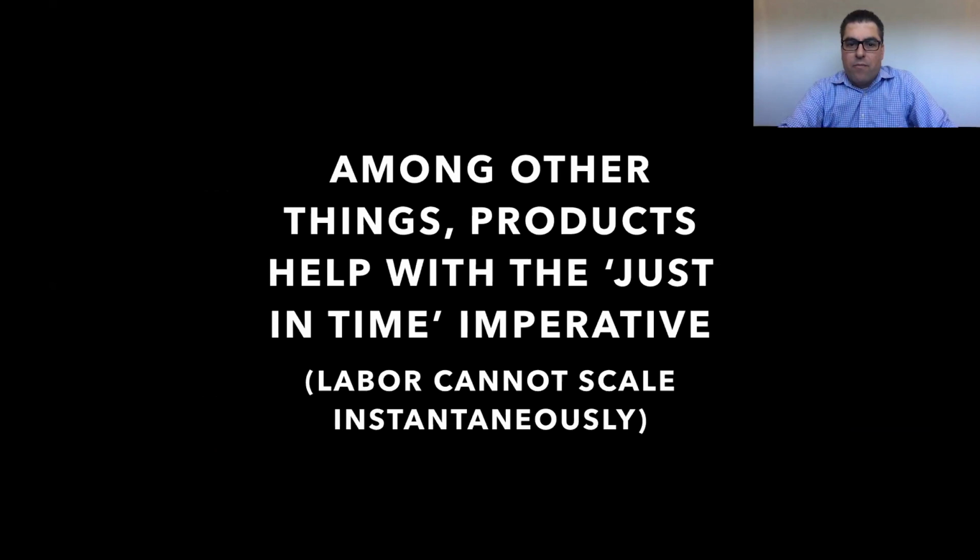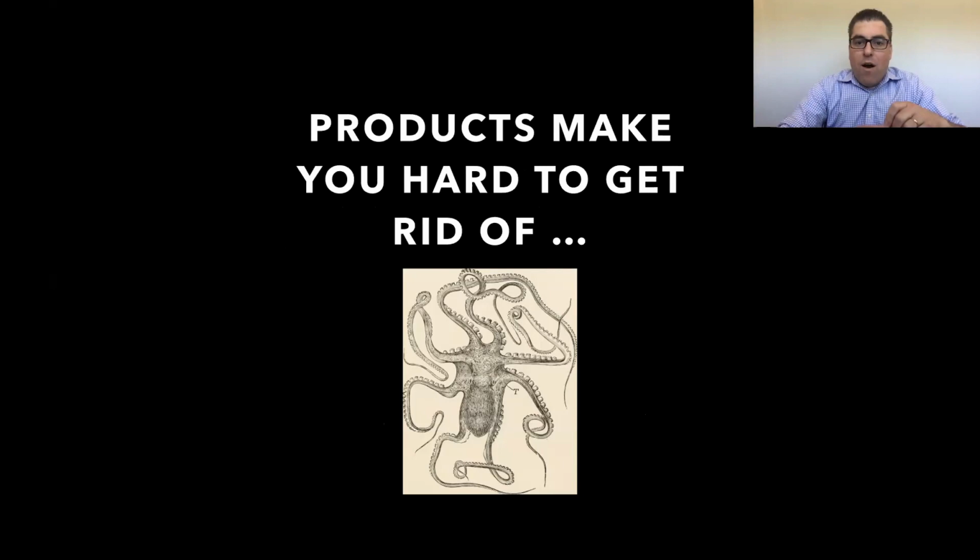One of the things that's nice about products is it solves the just-in-time imperative that people sometimes face. You sometimes face these problems where you can't instantaneously scale the number of people you have, but you can turn on an instance of a product. Now, again, products don't typically solve the whole problem, but they can. As a business, a product can help you cross-sell services, which is nice. And they can be blended with services like I showed you. And products make you hard to get rid of. In other words, if you have your software in there, it's harder to get fired because they have to unwind the software. Anyway, that's just worth noting.